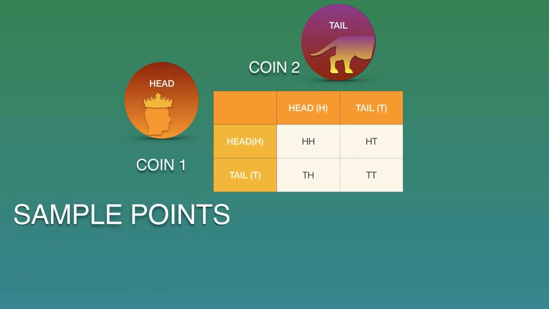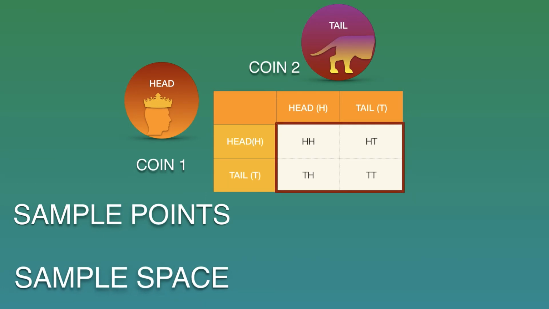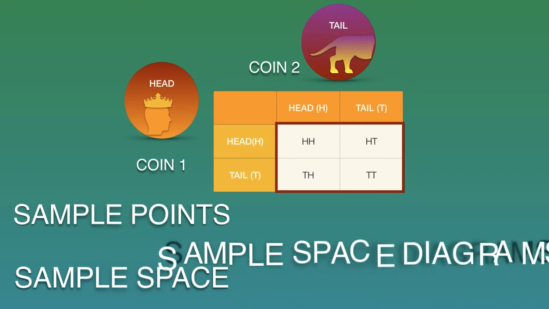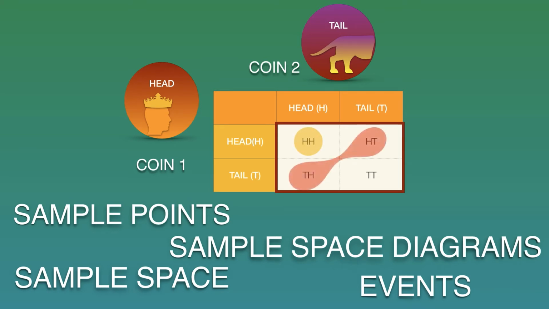When the coin is fair, each of these sample points is an equally likely event. So the chance of any one of these occurring is 1/4. A full list of sample points is called the sample space, and a diagram showing the sample space is called the sample space diagram. And in this situation, events can be a collection of one or more sample points. For example, getting heads on both coins can be one event, or getting head on one coin and tail on the other can be another event.